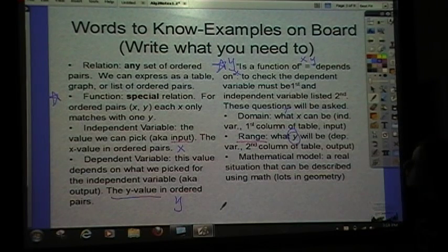Okay, the last word you need to know is mathematical model. It's a real situation that can be described using math, lots of them in geometry. There's lots everywhere. This is not the most important word. The big ones today: relation, function, independent, dependent, domain, and range. This is a function of, it's important, but it's more just to help you work on problems and figure out the relationship. Lots of big words today, okay?